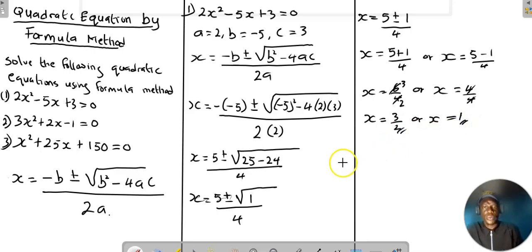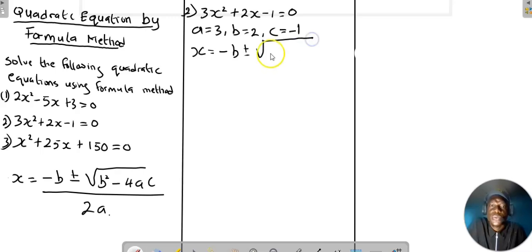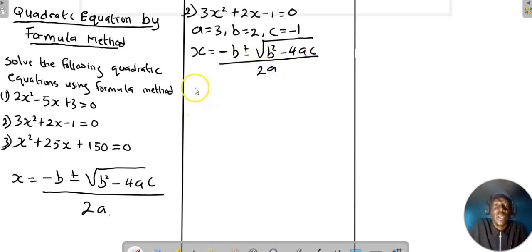Very, very simple. For question number 2, we have 3x squared plus 2x minus 1 is equal to 0. The value of a is the coefficient of x squared, that's 3. Then the value for b is the coefficient of x, so that's 2. Then the value for c is the constant, that is minus 1. So let's substitute this into the formula. The formula says x is equal to minus b plus or minus the square root of b squared minus 4ac, all over 2a.